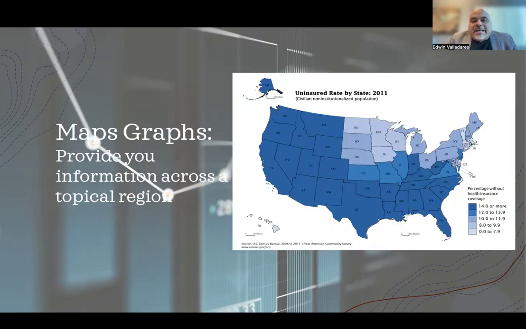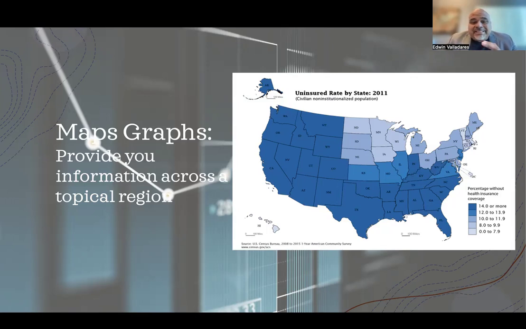Okay. Then you have maps. You can have maps of countries, of cities, in this case our country, the United States. We can see that it says uninsured rate by state in the year 2011. So this is what it was like in 2011. And we can see that we also have Alaska represented. There's a key at the bottom right-hand corner, giving us the percentage without health insurance. The darker the blue, the higher the percentage. The lighter, it means a lower percentage without coverage.